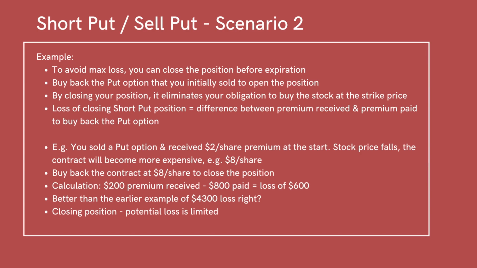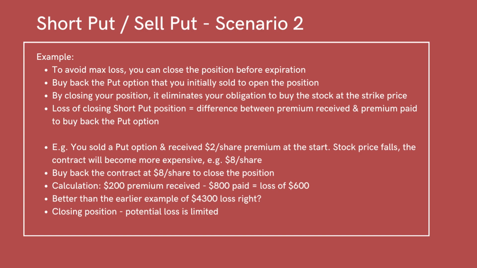To avoid this kind of maximum loss in short put strategy, you can choose to close the position before expiration. Closing the position in this case means buying back the put option that you initially sold to open the position. By doing so, you eliminate your obligation to buy the underlying stock at the strike price. The loss upon closing the short put position will depend on the difference between the premium initially received and the premium paid to buy back the put option.